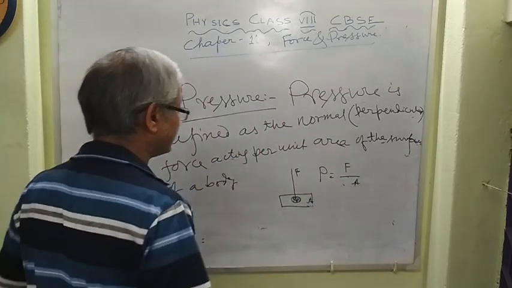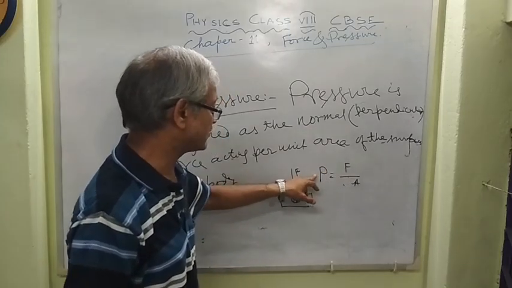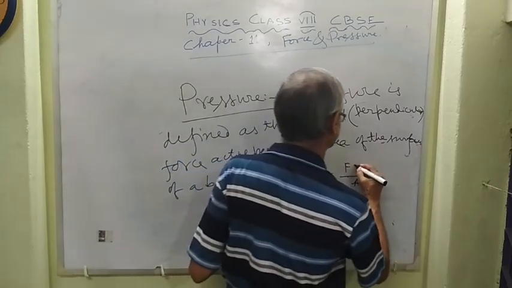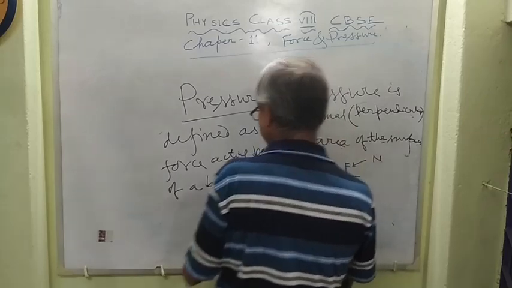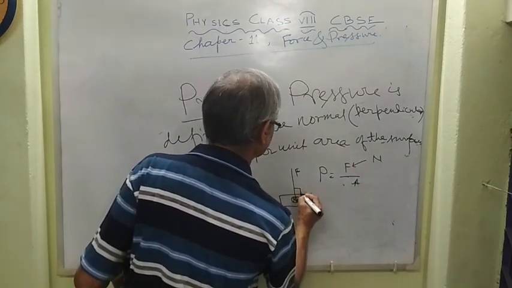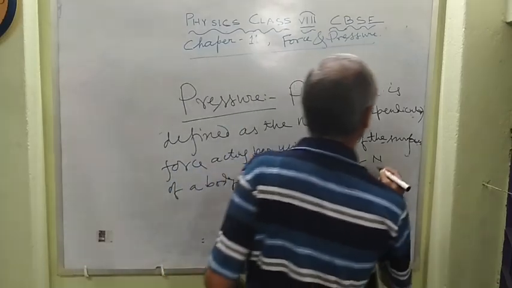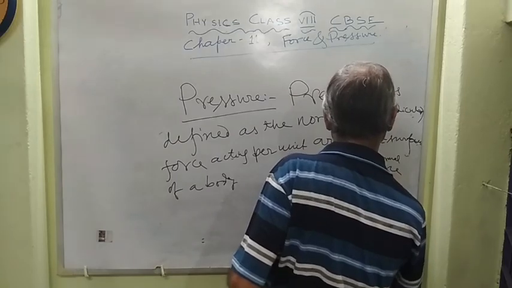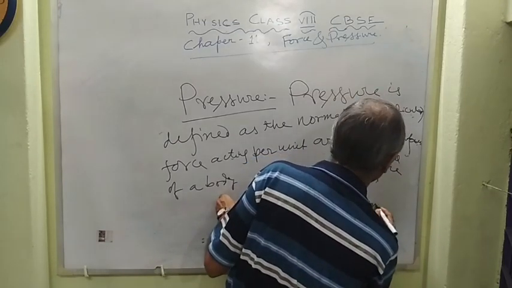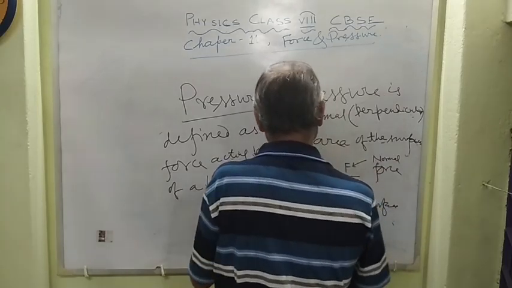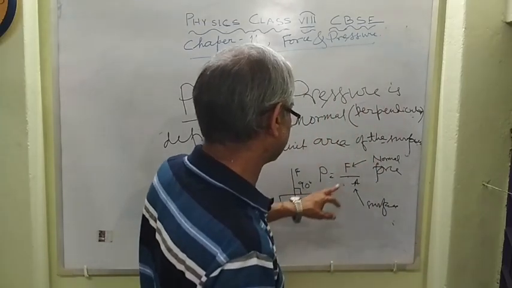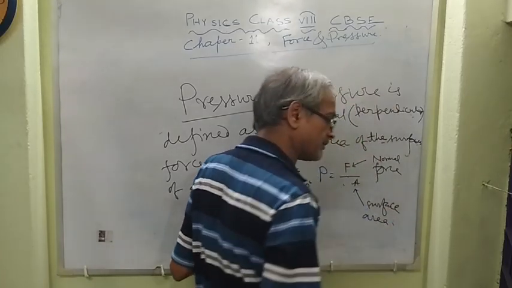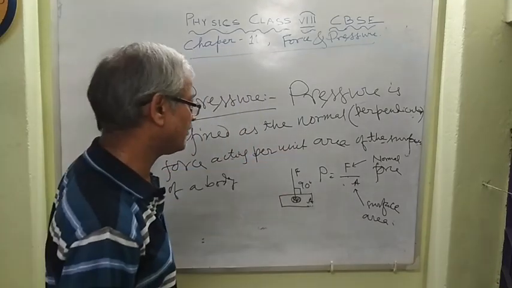Now here we have two terms in the relation of pressure. This is the normal force, that is perpendicular force, perpendicular to the surface, 90 degree. And this is the surface area. If its total area is A, then A is the surface area of a body. Hence P equals normal force by surface area.